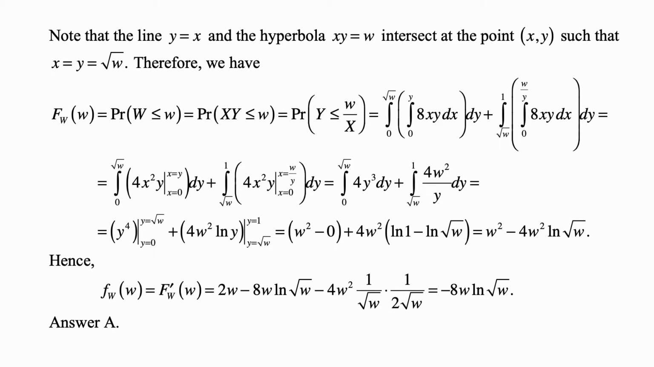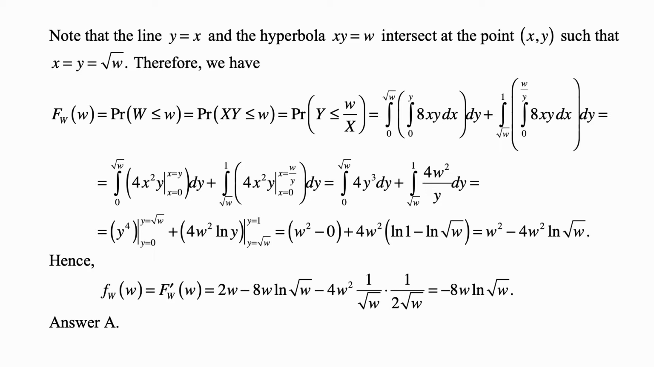And then the last integral was with respect to y. So this becomes the integral from 0 to square root of w of 4y cubed dy plus the integral from square root of w to 1 of 4yw over y dy. And that's y to the fourth, evaluated from y equals 0 to y equals square root of w, plus 4w squared natural logarithm of y. And natural logarithm of y is evaluated from y equals square root of w to y equals 1.